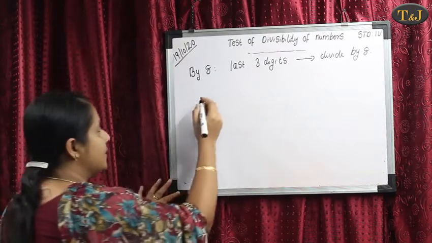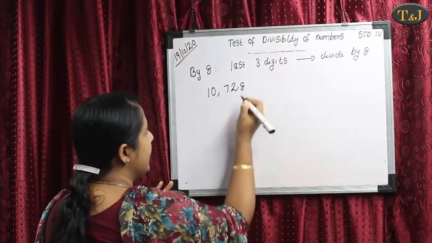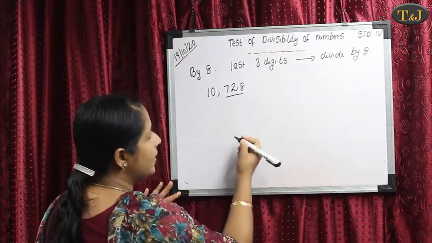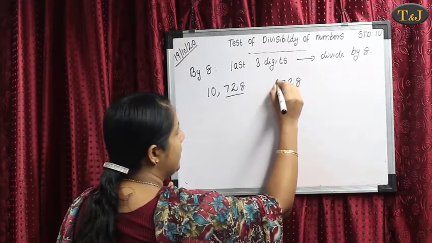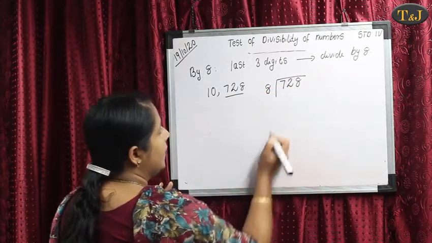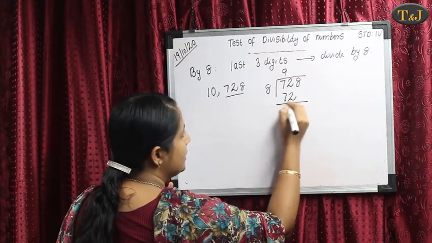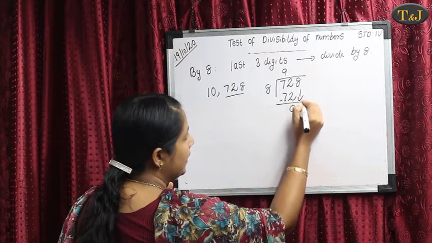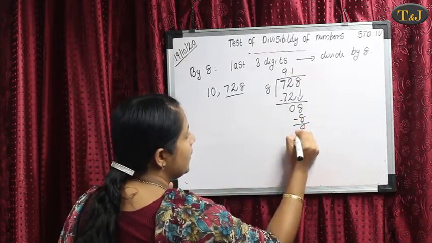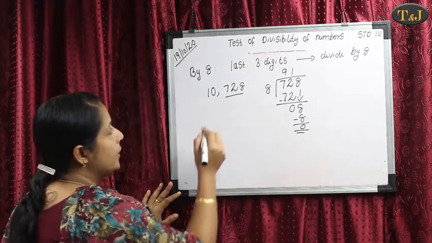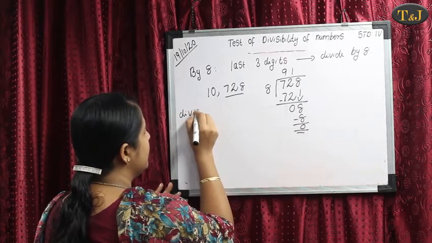Then consider one example. Take the number 10,728. In that case, the last 3 digits are 728. Then 728 divided by 8. 8 nines are 72. Then 72 minus 72 is 0. Then 8 ones are 8. Then 8 minus 8 equals 0, and we get the remainder as 0. So the number 10,728 is divisible by the number 8.